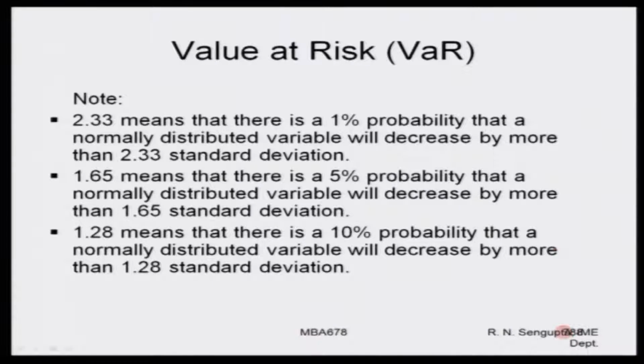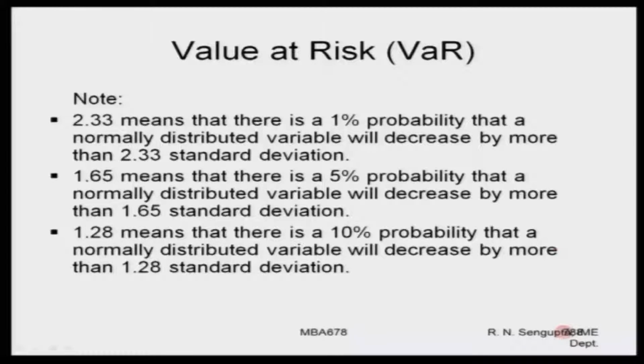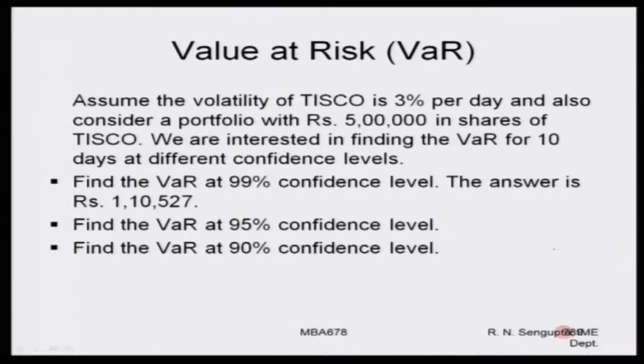Similarly, plus or minus would come into the picture, that is minus 1.65 or plus 1.65, or it will be minus 2.33 or plus 2.33, whichever nomenclature you are using. While 1.28 means that there is a 10% probability that a normally distributed variable will decrease by more than 1.28 standard deviations on to the left or the right, as the case may be.